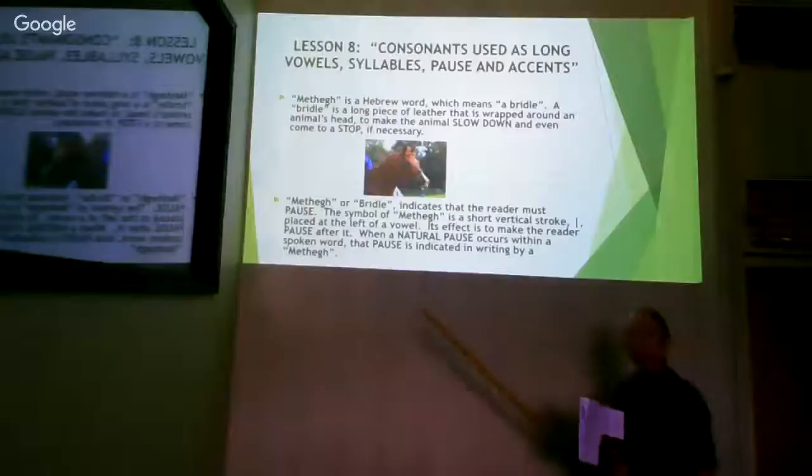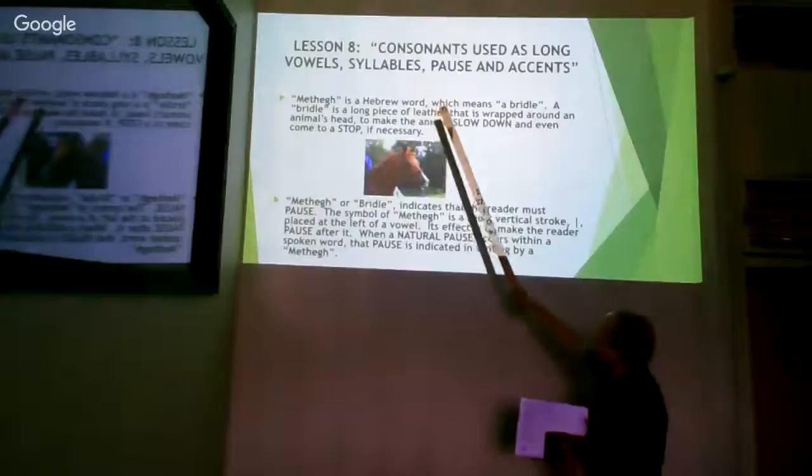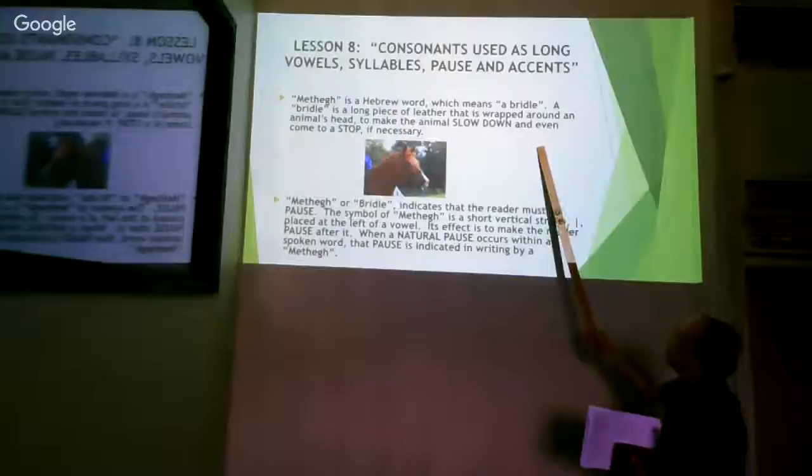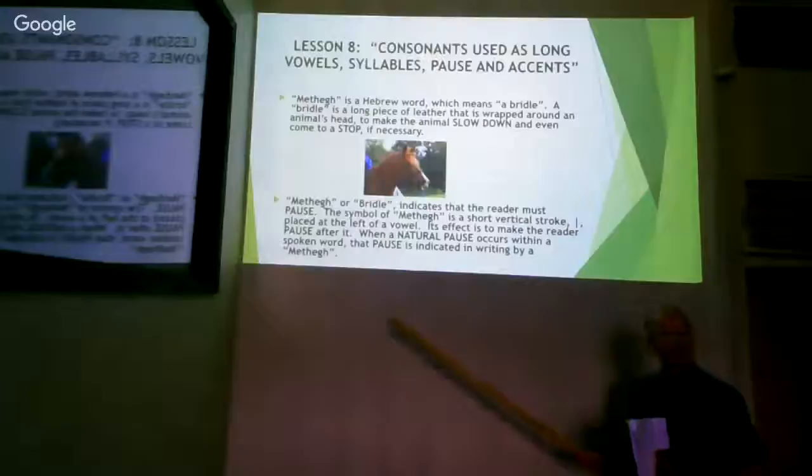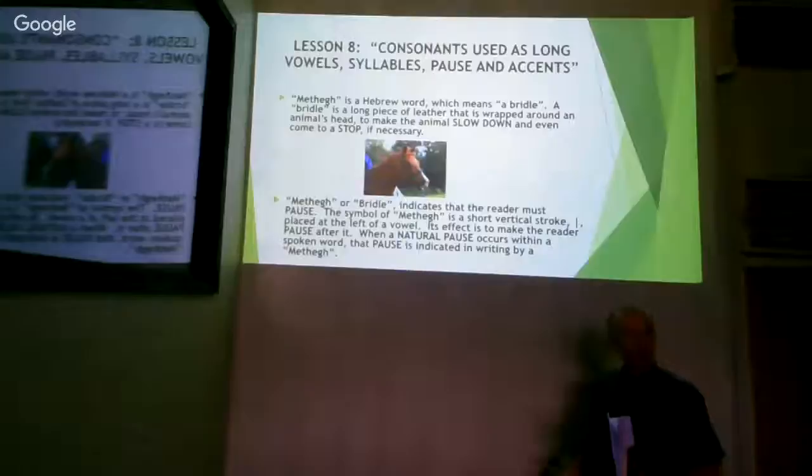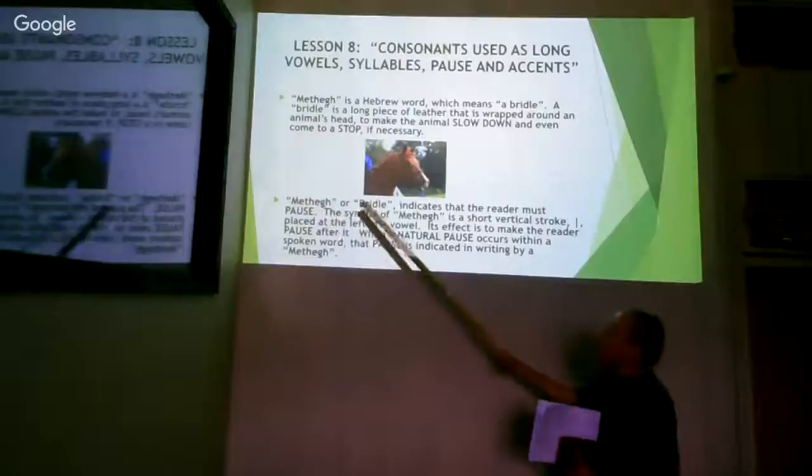Well, in the Hebrew language, there is a word called Methegh, and in English it means a bridle. Now, this is therefore referring to a pause in the pronunciation of a word. Just like in English grammar, we have different pauses, like a comma, semicolon, a colon, and a full stop or period. So in the Hebrew language, they have a system of pausing. And one of these is Methegh or bridle, which indicates that the reader must pause.